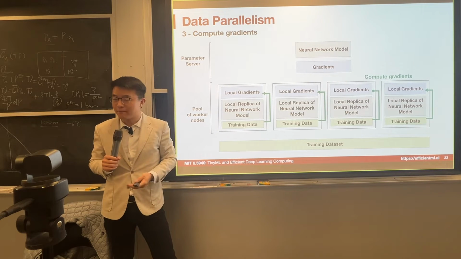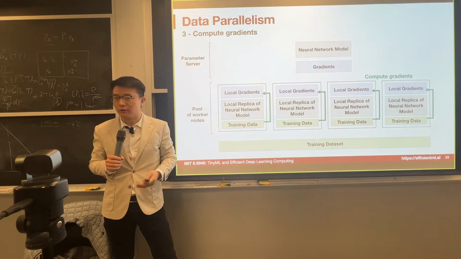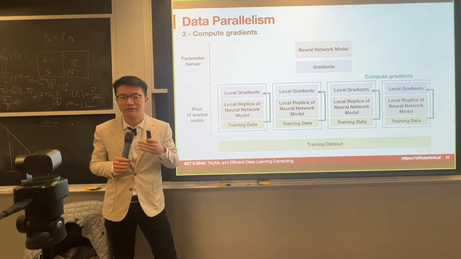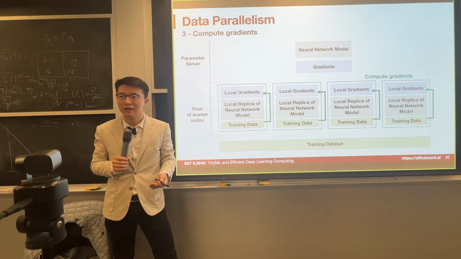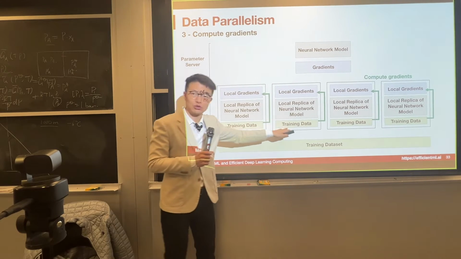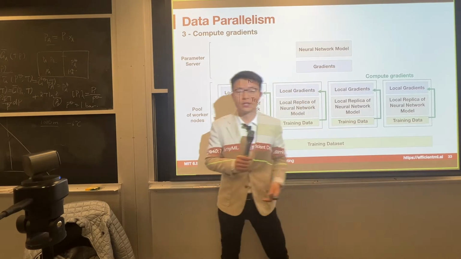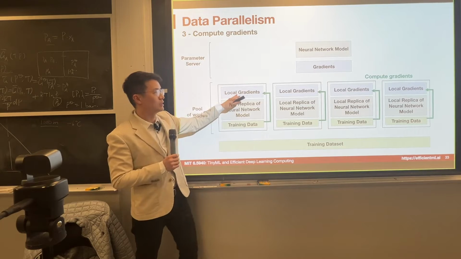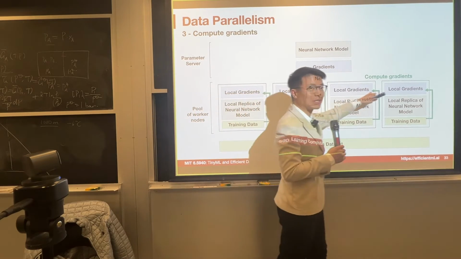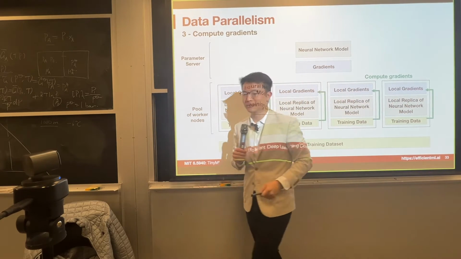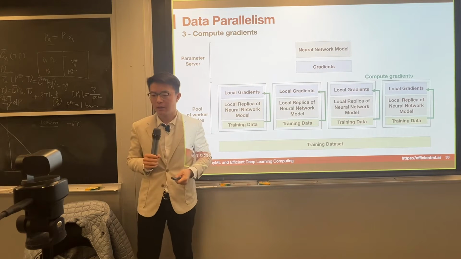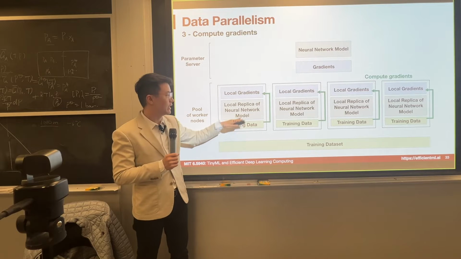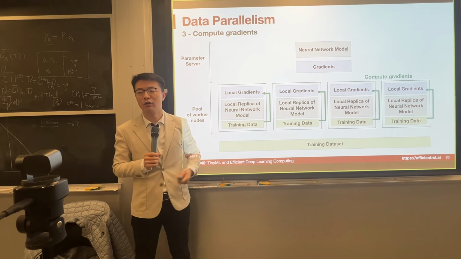Are the gradients the same? No, the gradient's dimension is the same, which is the weight dimension, but the values are different. Why is that? They are trained on different splits of the training data. Therefore, the local gradients are of the same dimension, but of different values. So you train the model using your split of the data on your local copy and get the local gradient.